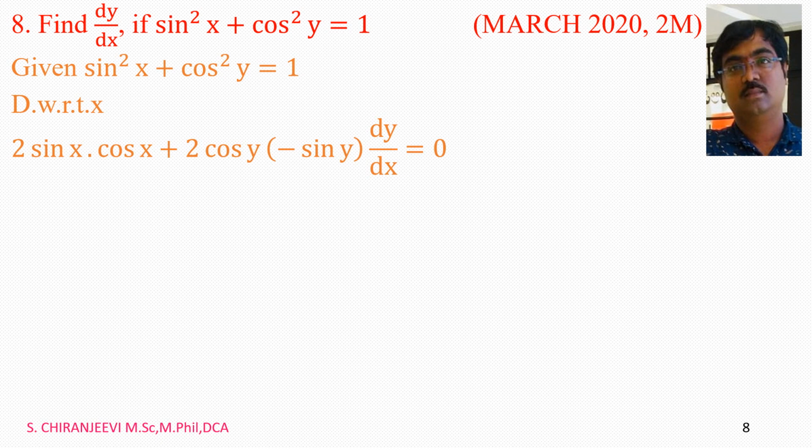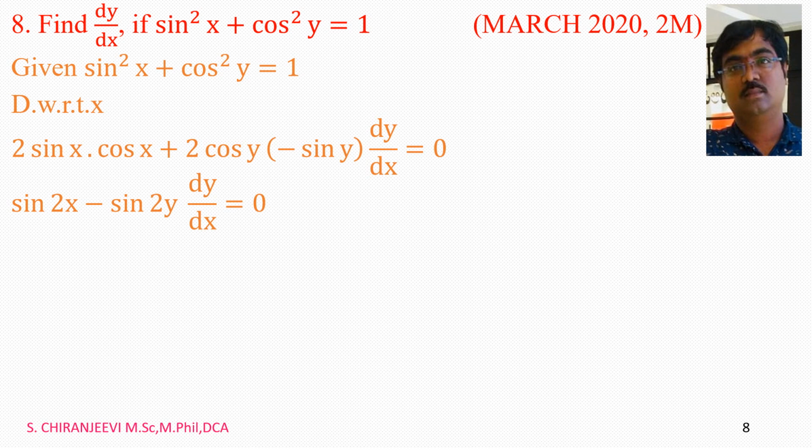So here differentiation of sin square x is 2 sin x into differentiation of sin x is cos x plus differentiation of cos square y will become 2 cos y. What is differentiation of cos y is minus sin y into dy by dx equal to 0. Listen to this carefully once again. Differentiation of sin square x is 2 sin x into cos x plus differentiation of cos square y will become 2 cos y into differentiation of cos is minus sin y, and differentiation of y is dy by dx equal to differentiation of a constant is 0.